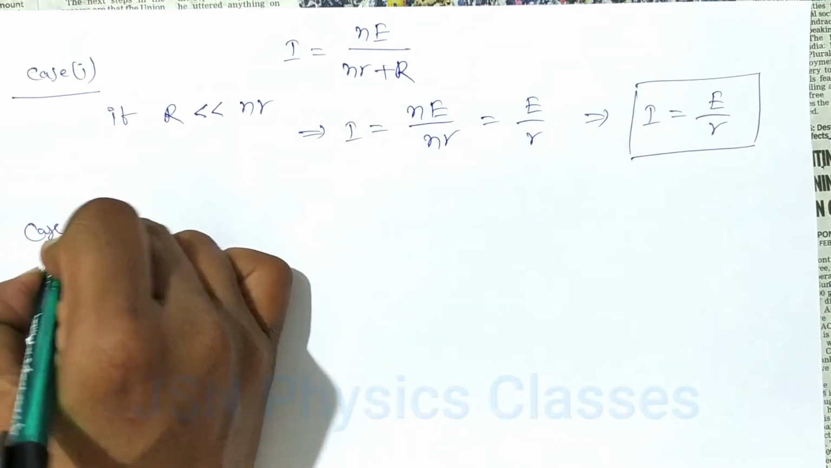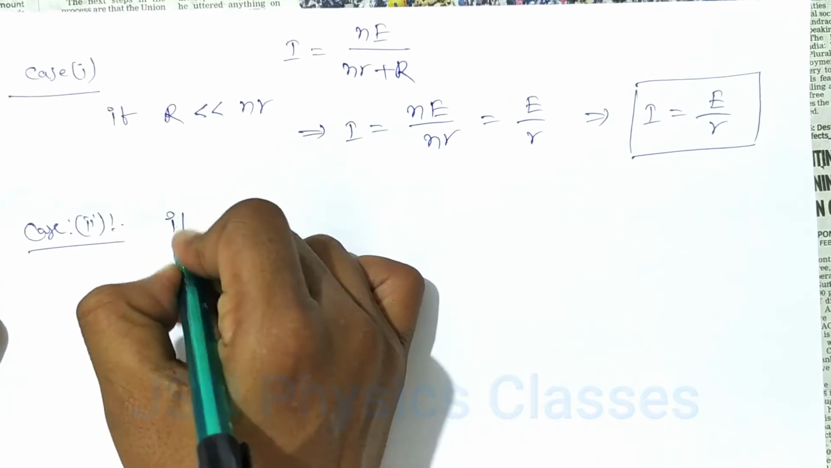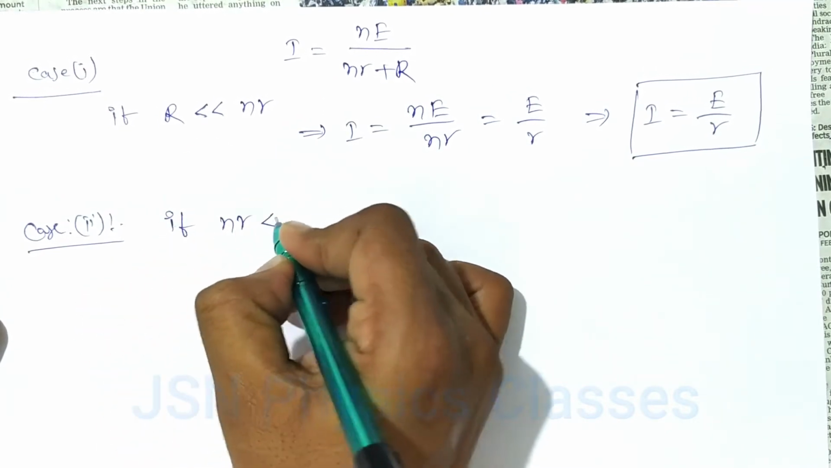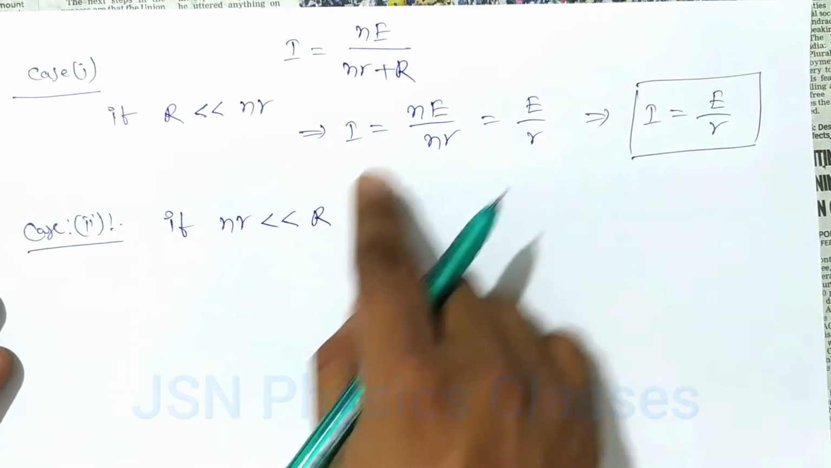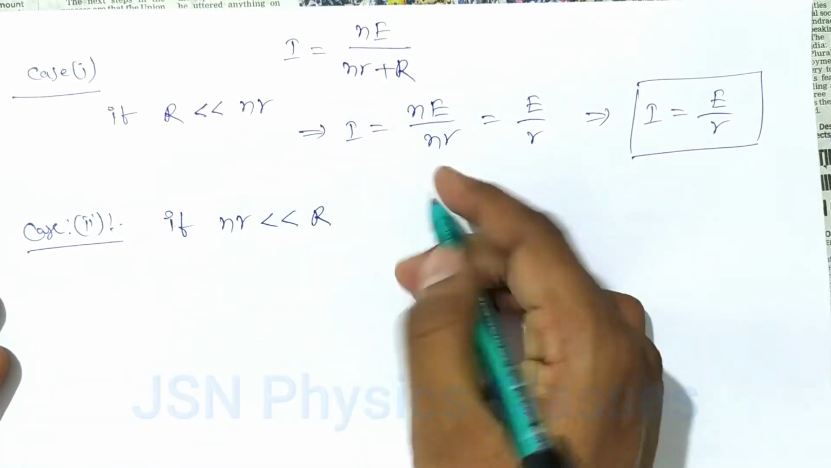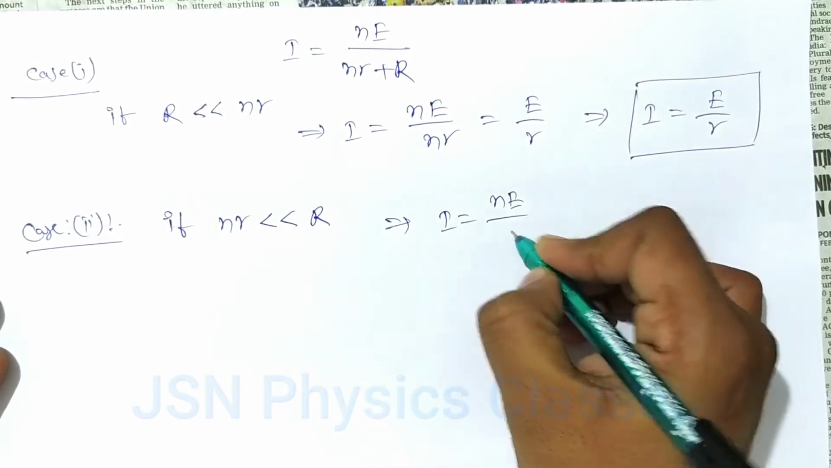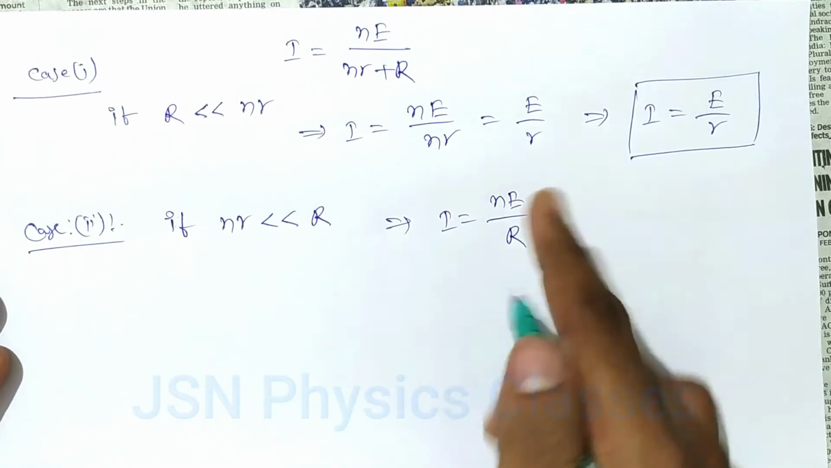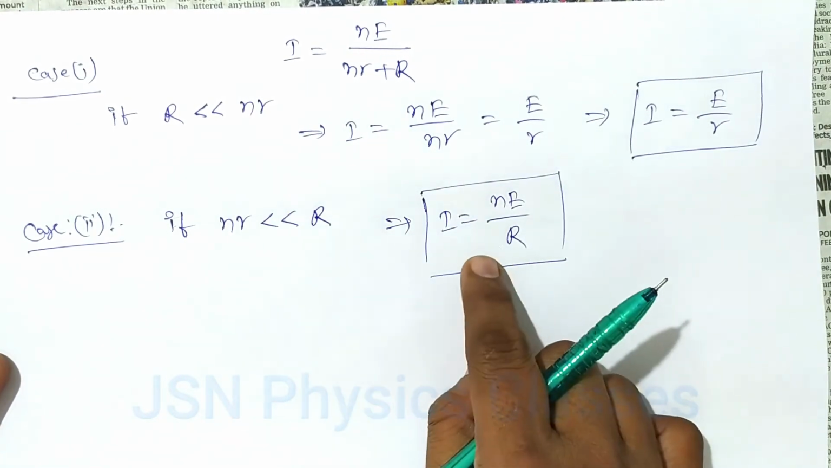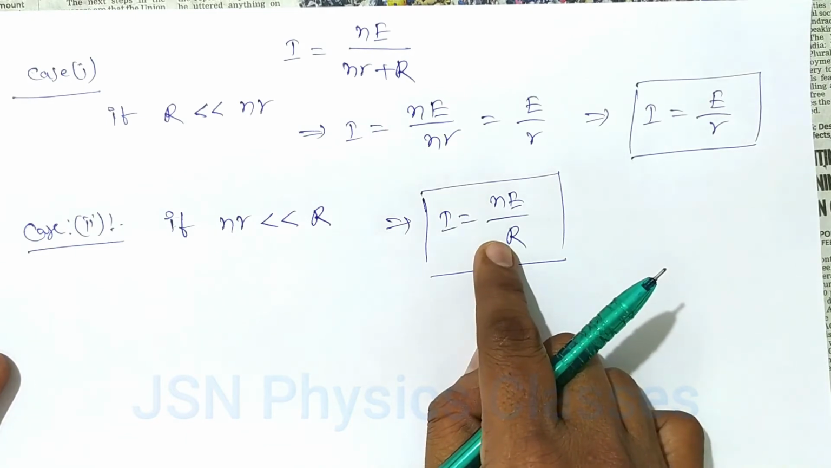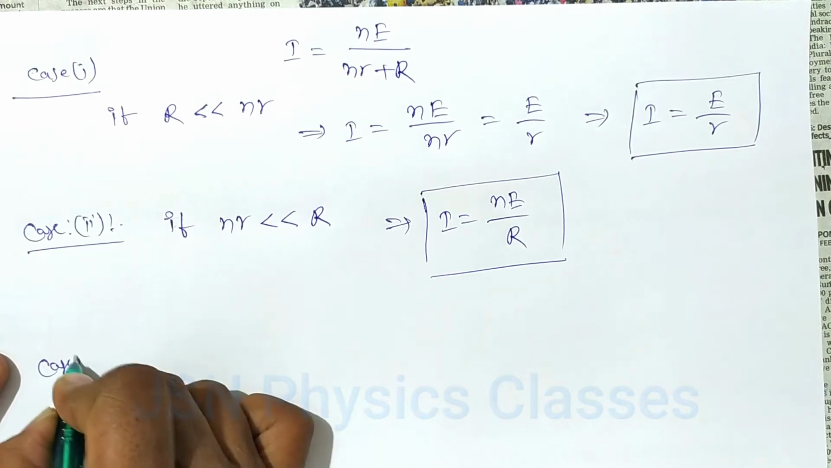Similarly, in case 2, I'm taking the reverse. Here if NR is very less than capital R, the external resistance, then simply we can neglect this term and I can write I is equal to NE by R. So this is the current passing through the circuit. That means N times the current due to a single cell.